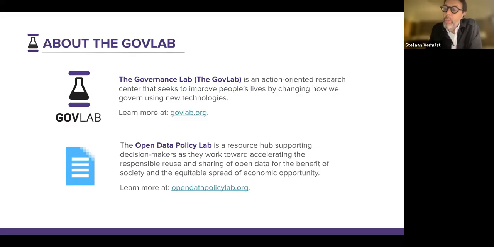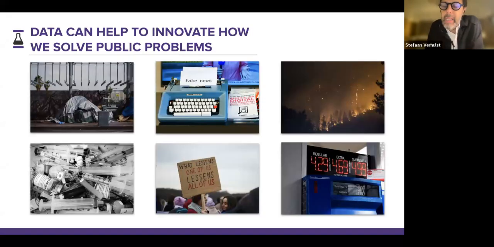For doing so, we really need to start opening up data, because it's great to advance data-driven decision-making. But obviously, if you have no data, or if the data resides in other places that you cannot access, then obviously that might not be a good way forward. And so at the Open Data Policy Lab and at the GovLab, we specifically focus on how data can be used to innovate how we solve public problems.